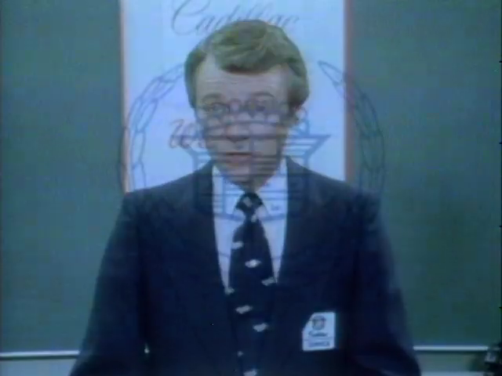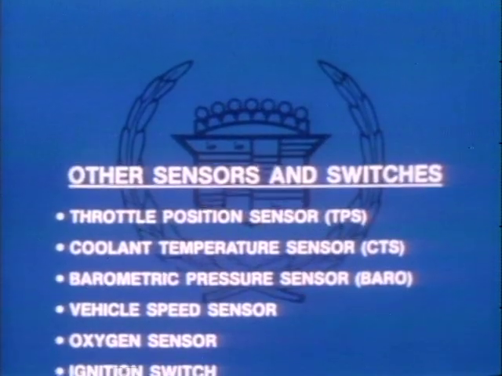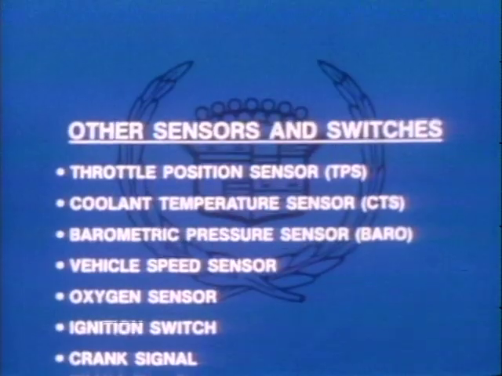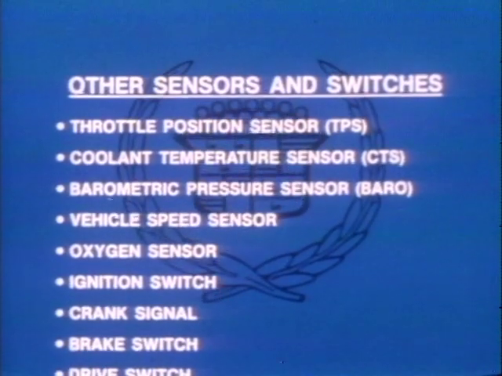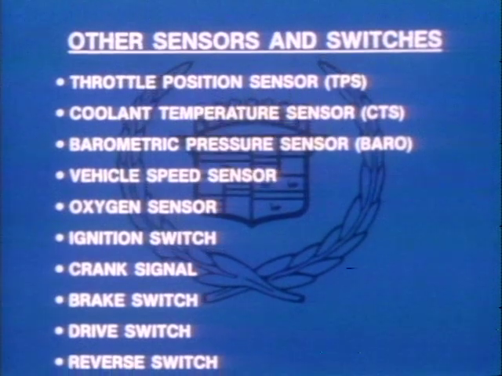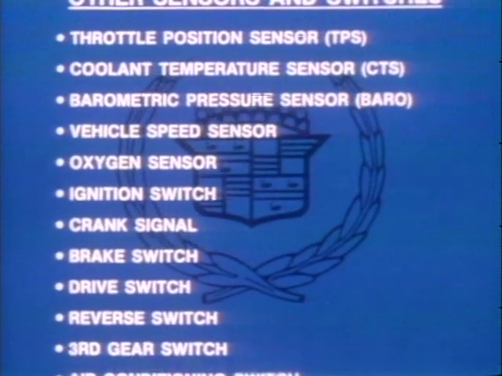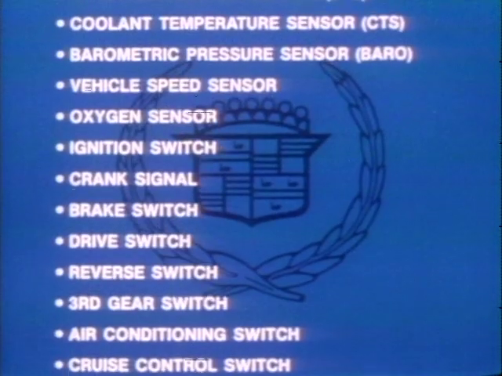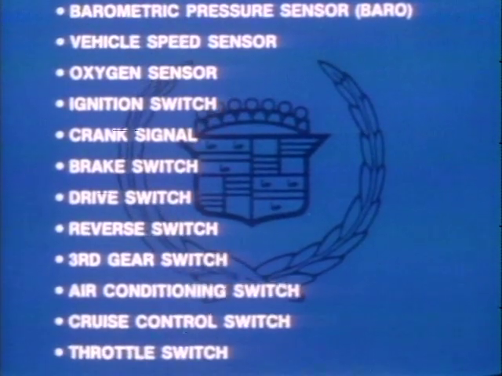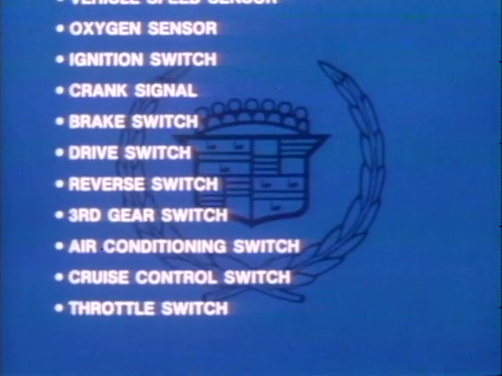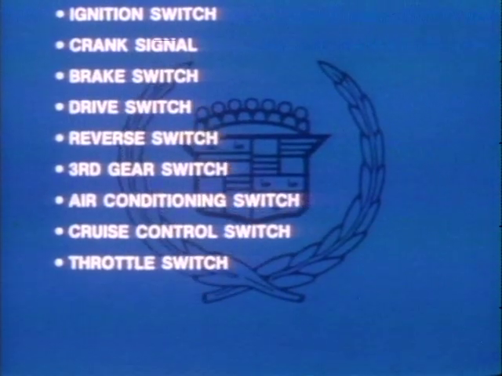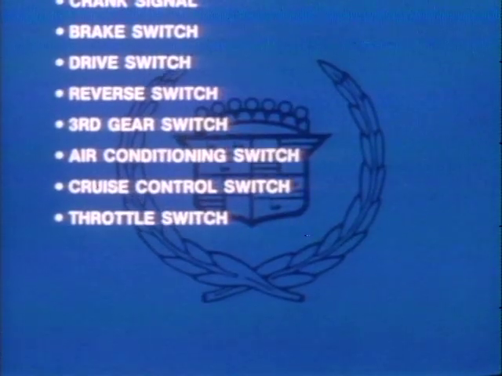The list also includes a number of switches which have an effect on other subsystems, such as idle speed control, electronic spark timing, and modulated displacement. These other sensors and switches include throttle position sensor, TPS, coolant temperature sensor, CTS, barometric pressure sensor, BARO, vehicle speed sensor, oxygen sensor, ignition switch, crank signal, brake switch, drive switch, reverse switch, third gear switch, air conditioning switch, cruise control switch, and the throttle switch.